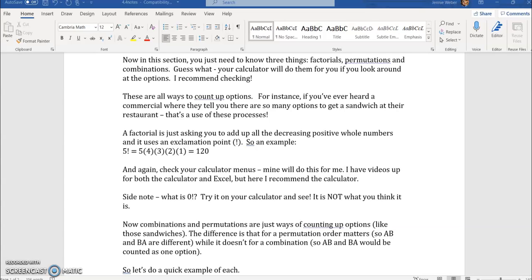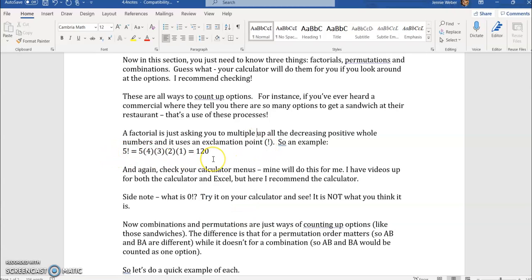I want to go over factorial on both Excel and TI. So a factorial just asks you to multiply. Actually, I don't know why I had to add that, because obviously I'm multiplying all the decreasing positive whole numbers and it uses an exclamation mark to show it.